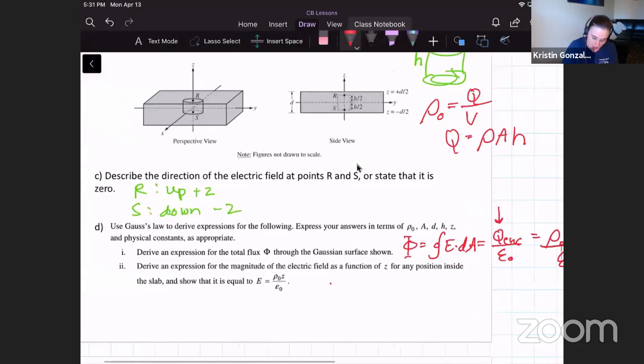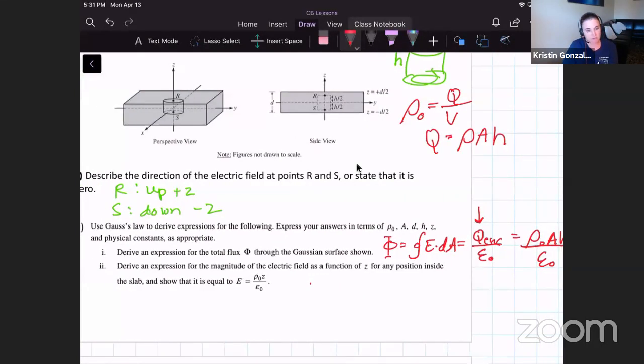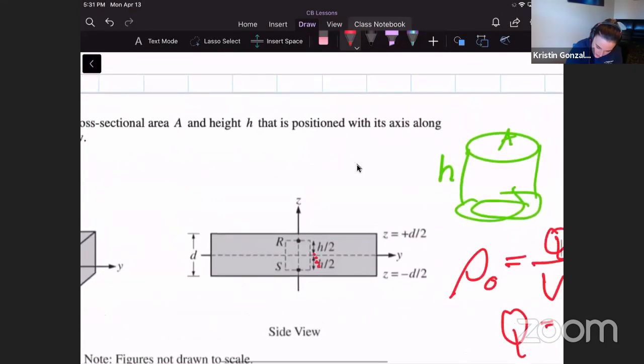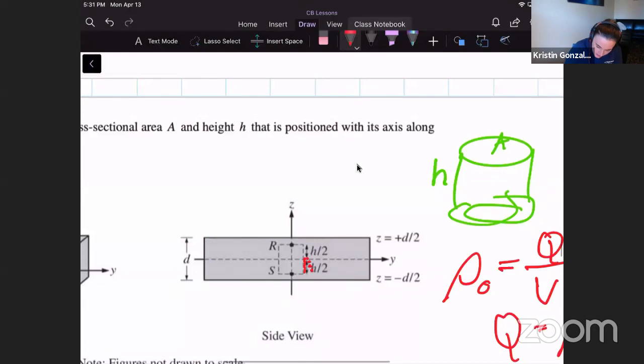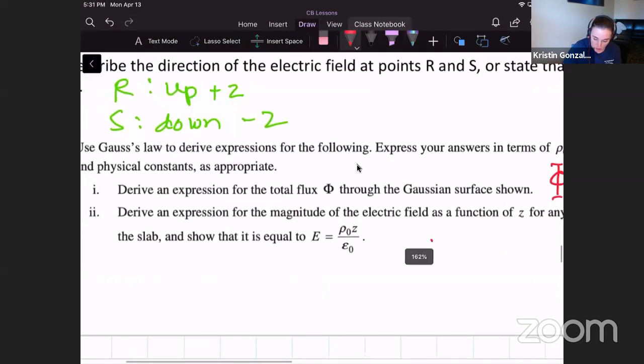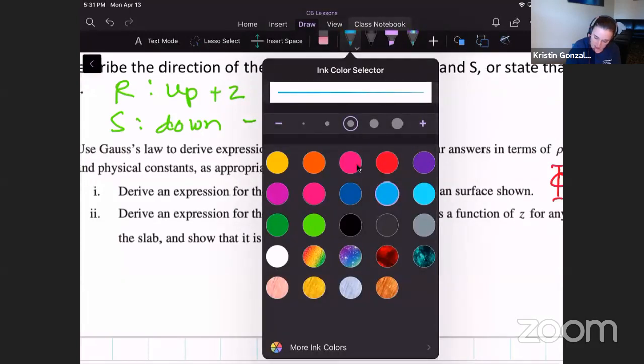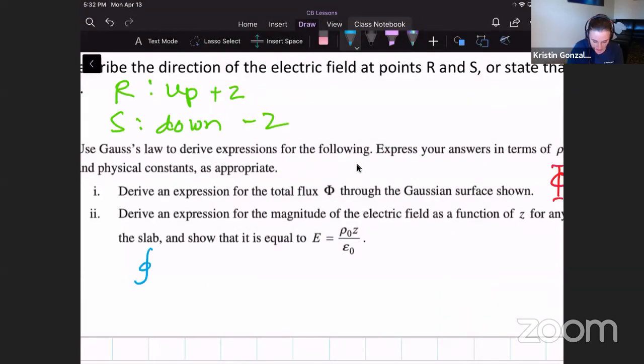Okay, and then next, let's derive an expression for the electric field as a function of Z for any position, right? So this is kind of like what we were doing the other day as a position of R, but here we're using that Z plane. So as a position of Z, as we go out here, we want a function for the electric field and show that it is equal to E, which is equal to rho naught Z over epsilon naught. So we're trying to derive and get that one. So where do we always start? We start at the start, which is Gauss's law.